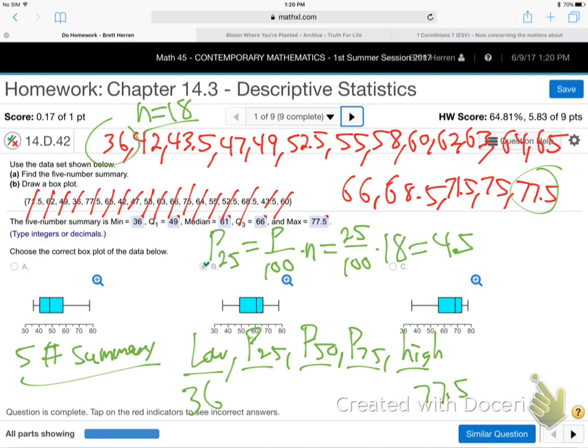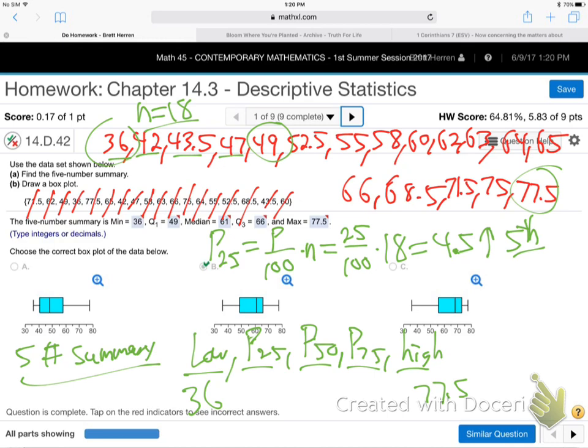So what do you do with that P25? It came out 4.5. Round up. Whenever you get a decimal, you round up. 5. But what do I do with that 5? Fifth. It's a locator. Exactly. 5th. Right? So we don't take a 5, we take the 5th. Exactly. So what is the fifth number? 1, 2, 3, 4, fifth number.